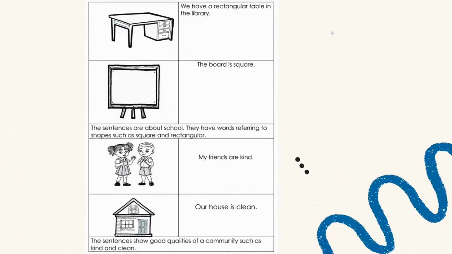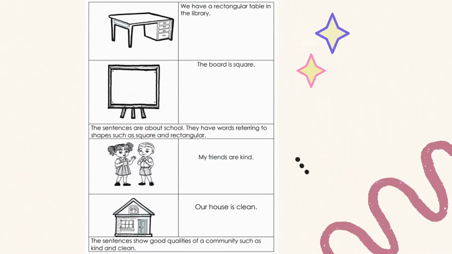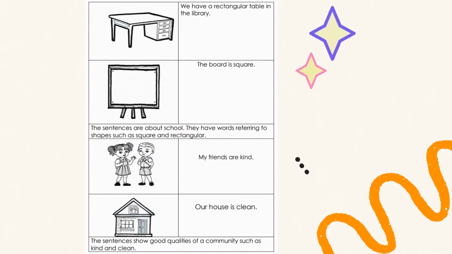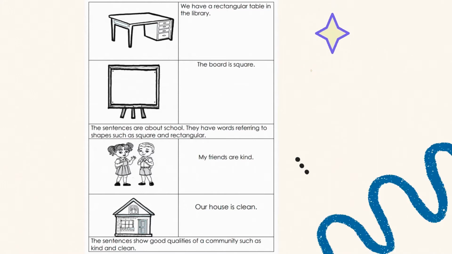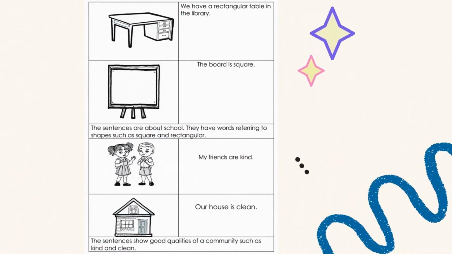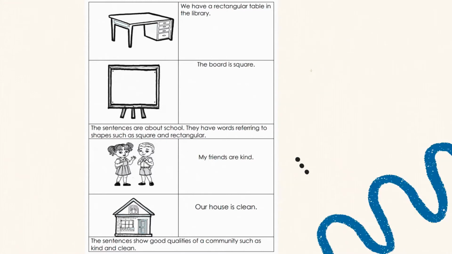We have a rectangular table in the library. The board is square. These sentences are about school. They have words referring to shapes such as square and rectangular. My friends are kind. Our house is clean. These sentences show good qualities of a community such as kind and clean.